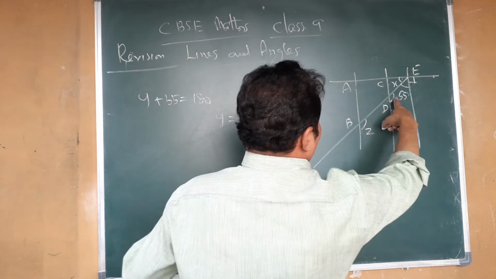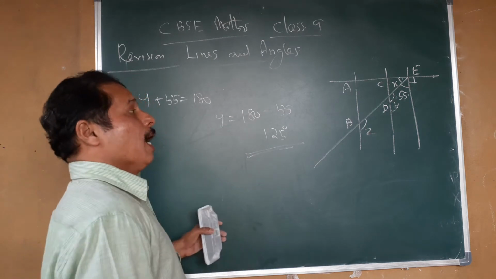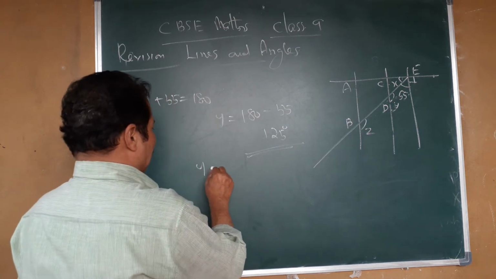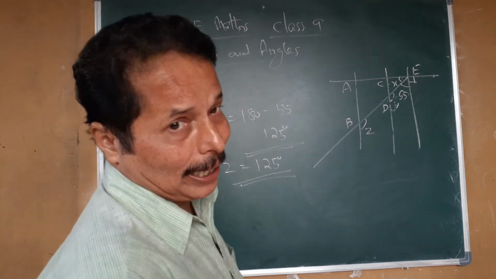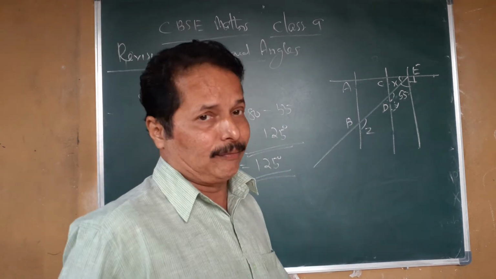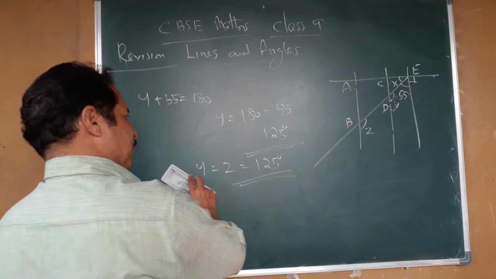And Y and Z, look at the position. They are corresponding angles. So angle Y equals angle Z equals 125 degrees. So Y equals Z equals 125 degrees. X is equal to 35 degrees.